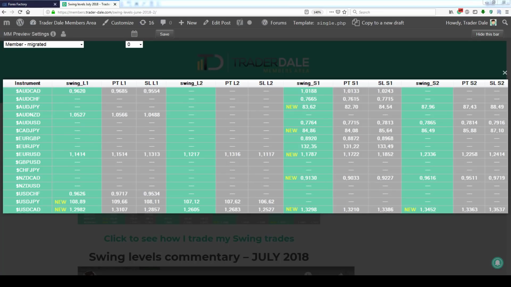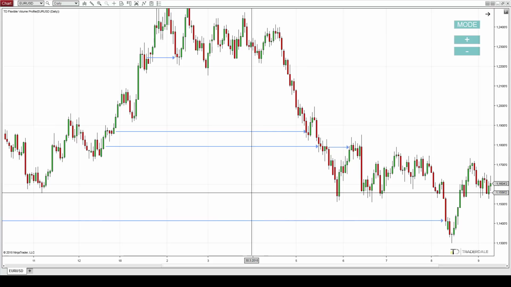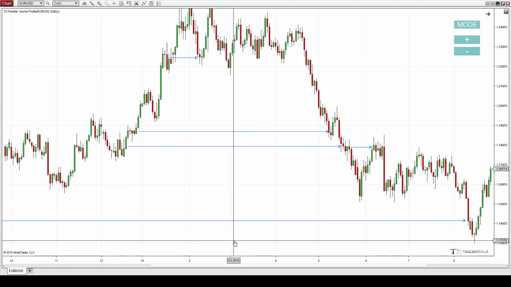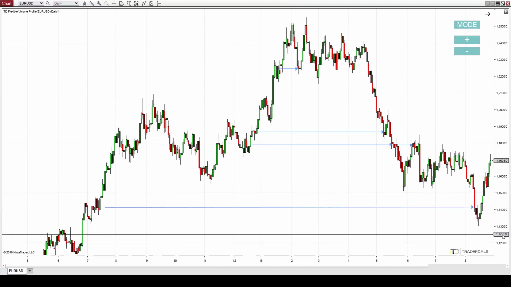Another level from the table which got hit was this one, 1.1414. It did not get hit in June, but it got hit in August. So let's go back into the charts and see how the price reacted to this level. This level was a pretty old one, so I need to squeeze the chart a little bit for you to see the reasoning behind this level.